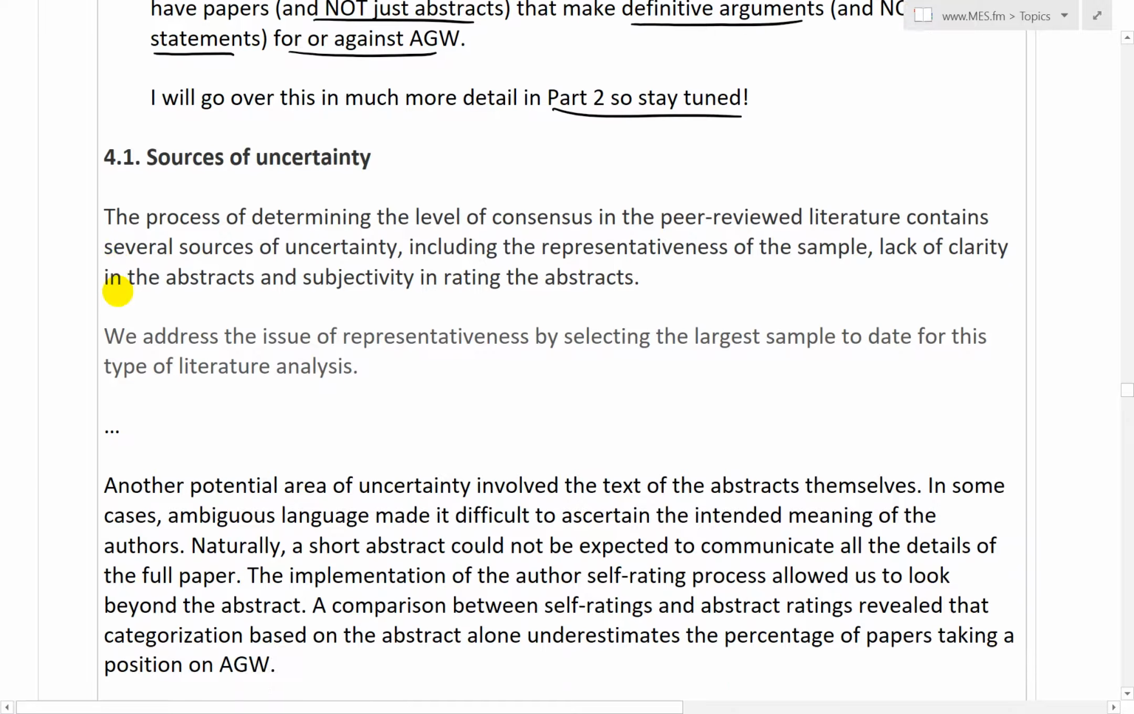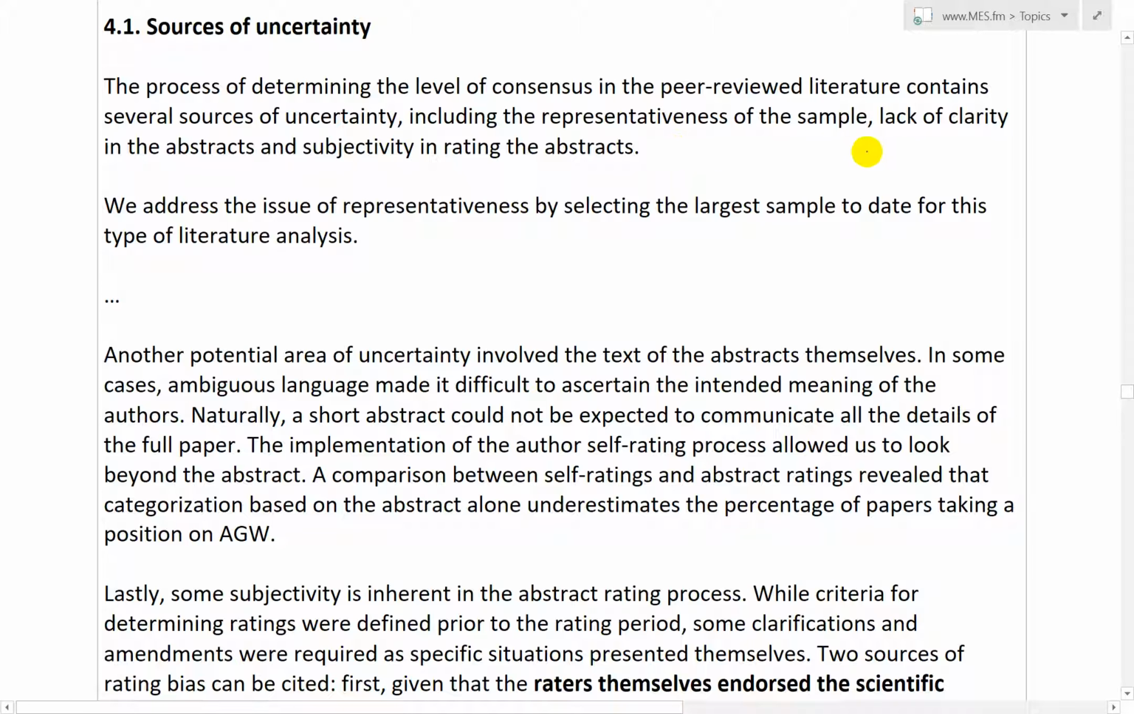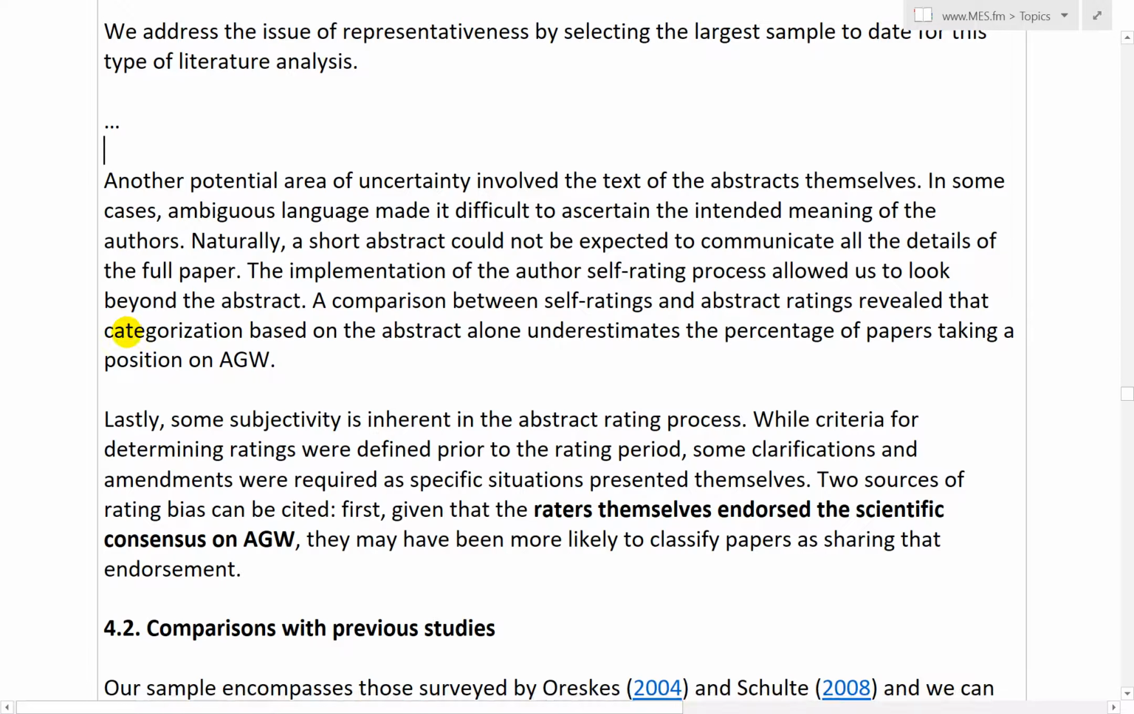Sources of uncertainty. The process of determining the level of consensus in the peer-reviewed literature contains several sources of uncertainty, including the representativeness of the sample, lack of clarity in the abstracts, and subjectivity in rating the abstracts. We address the issue of representativeness by selecting the largest sample to date for this type of literature analysis. Another potential area of uncertainty involved the text of the abstracts themselves. In some cases, language made it difficult to ascertain the intended meaning of the authors. Naturally, a short abstract cannot be expected to communicate all the details of the full paper. The implementation of the author's self-rating process allowed us to look beyond the abstract.